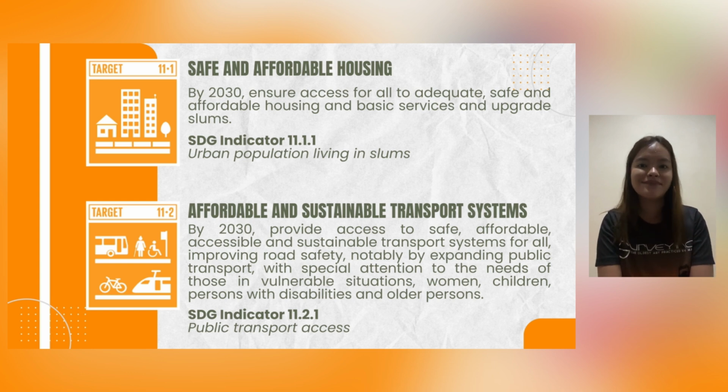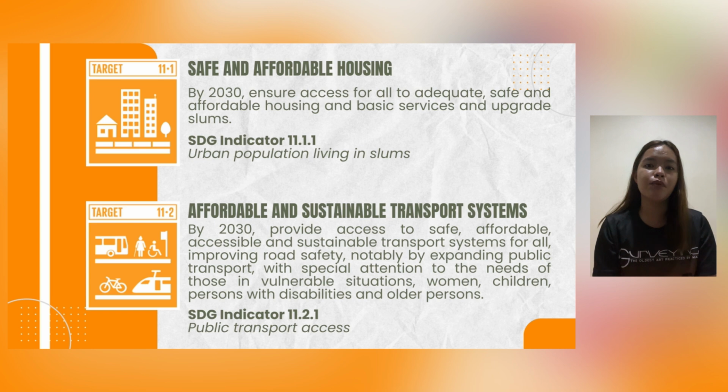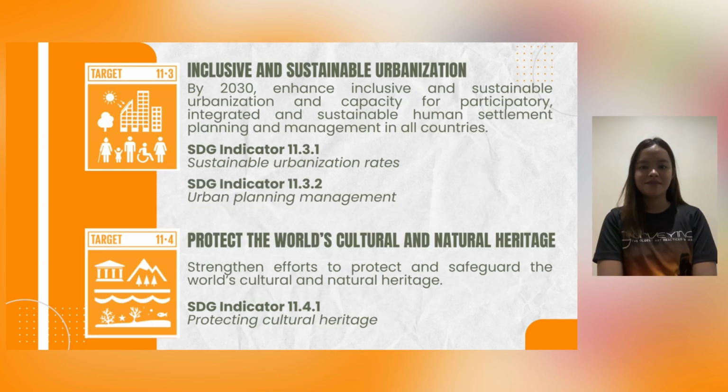So moving to Target 11.2, we aim to provide access to safe, affordable, and sustainable transport systems. This target is crucial for enhancing mobility and reducing congestion. Indicators include the share of urban population that has convenient access to public transport, essential for promoting equitable access to services and opportunities.